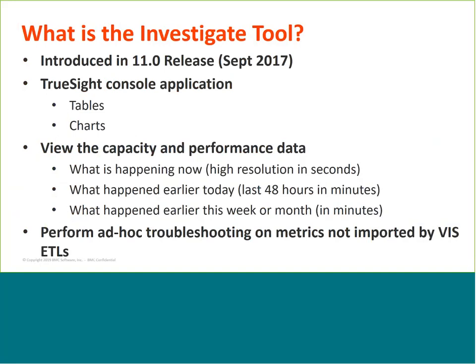What happened earlier today? The last 48 hours of data are stored in the agent at various resolutions. What's going on now is stored at, by default, 10 seconds, what happened in the last 8 hours at 5 minutes, and what's happening over the last 48 hours at 15 minutes. These are adjustable defaults. In some cases, we can go down to as low as 1 second resolution for the process level data that's taking place. And the tool allows you to do ad hoc troubleshooting on metrics that are not imported into the VIS ETL.